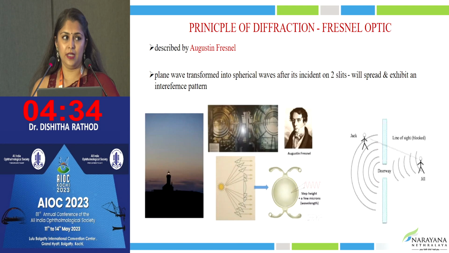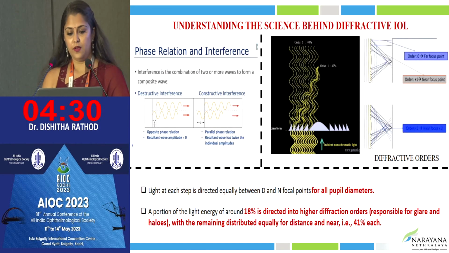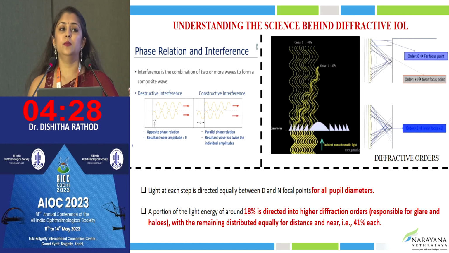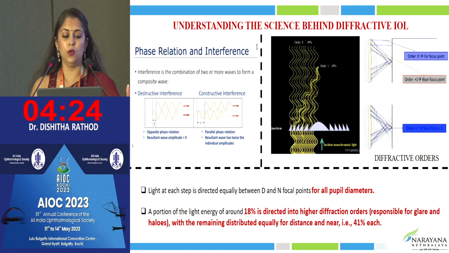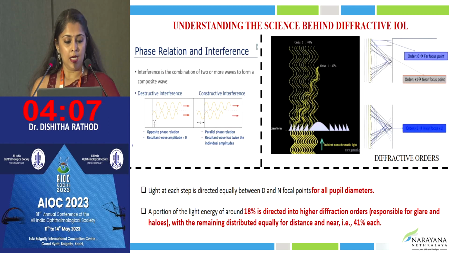If they are close together, the light bends well. What we also need to understand with diffractive IOLs is the principle of interference. Interference is nothing but the combination of two or more waves and how they form a composite wave. In destructive interference, the crest cancels out the trough, so the resultant wave amplitude is zero, whereas in constructive interference, the troughs and the crests add up and they form a wave which is double the amplitude.